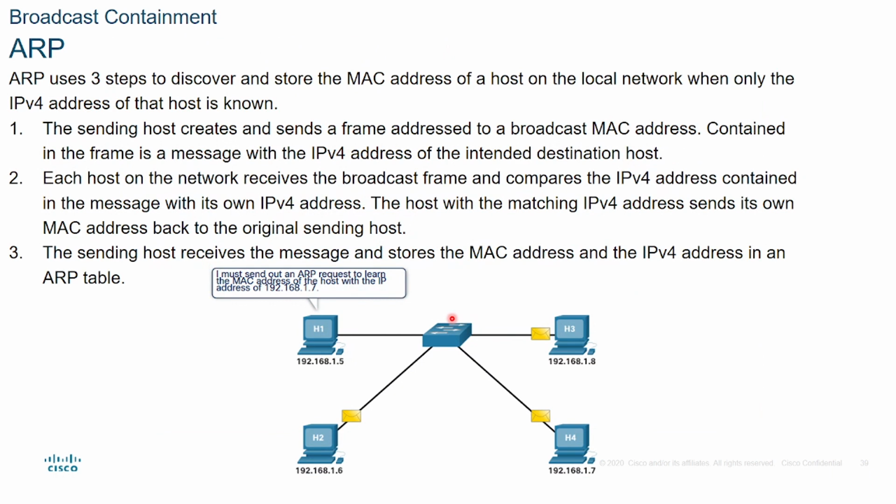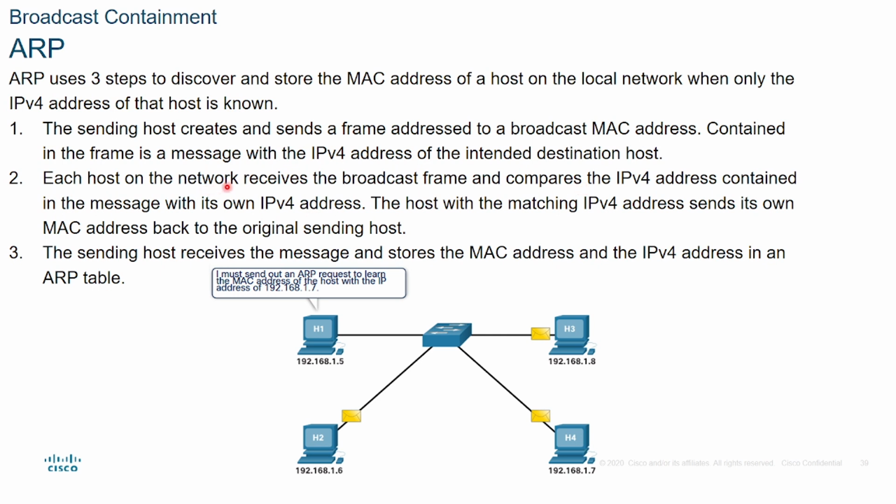So ARP uses three steps to discover and store the MAC address of a host on the local network when only the IPv4 address of that host is known. So these are the steps now. The sending host creates and sends a frame addressed to a broadcast MAC address. Contained in the frame is a message with the IPv4 address of the intended destination host.